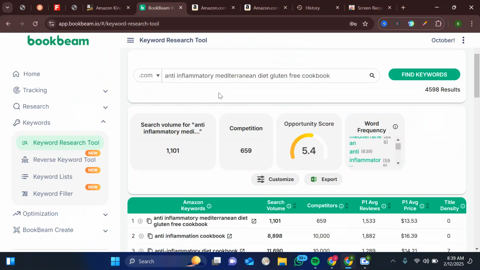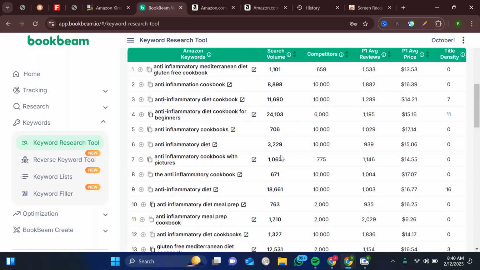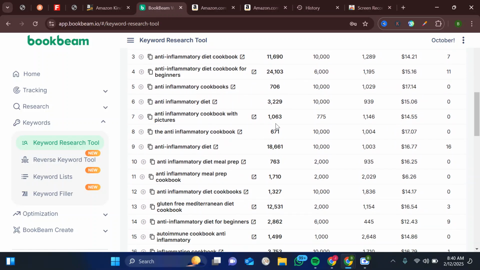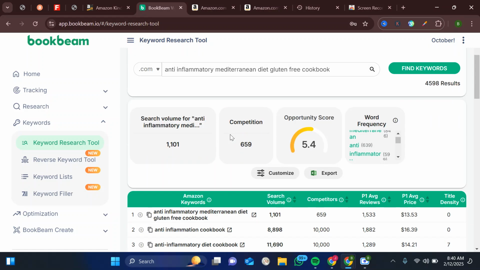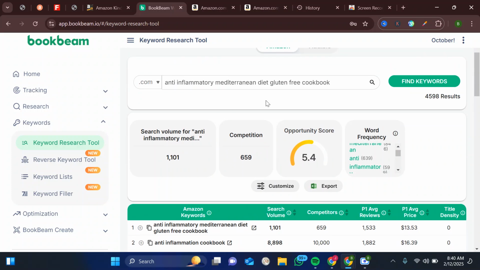So let's trim down. Just like we said, the search volume for this anti-inflammatory Mediterranean diet gluten-free book is over 1,000, and the competition is less than 1,000. The opportunity score has moderate demand and low competition. So let's go down. The reason why I copy and paste it here is to get other word frequencies I can add, other word frequencies that will have lower competition and higher search volume.